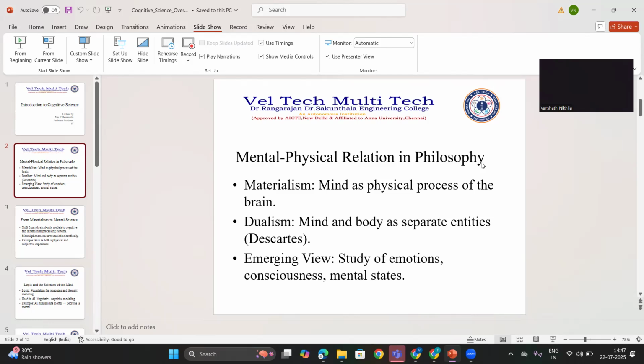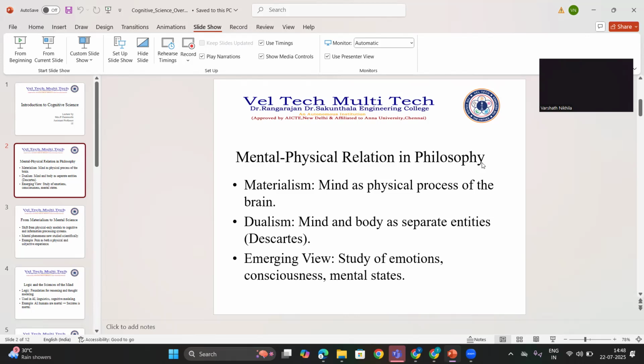Next one is functionalism. Functionalism is nothing but the view that mental states are defined by what they do, and not by what they are made of. For example, pain is any state, whether in a brain or a machine, that causes avoidance behavior. This means AI can have a mental state if it performs the right functions, right?